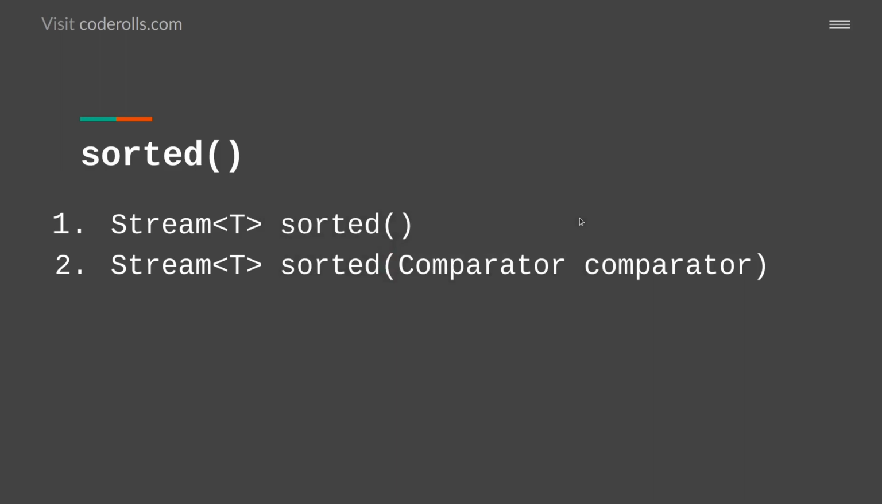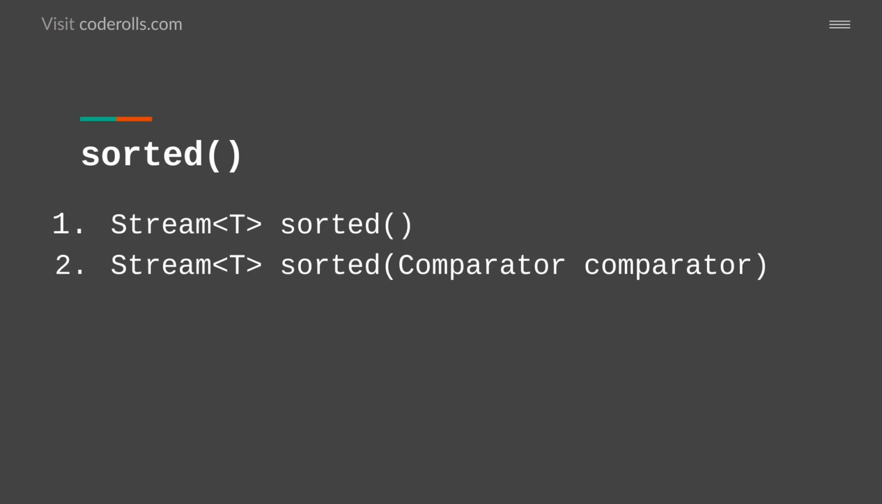Hey, welcome back. In the previous video we have seen the filter method, map method and limit method. Now we will see one other method, which is the sorted method. If you want to sort elements of an array or list, you can use the sorted method on a stream.